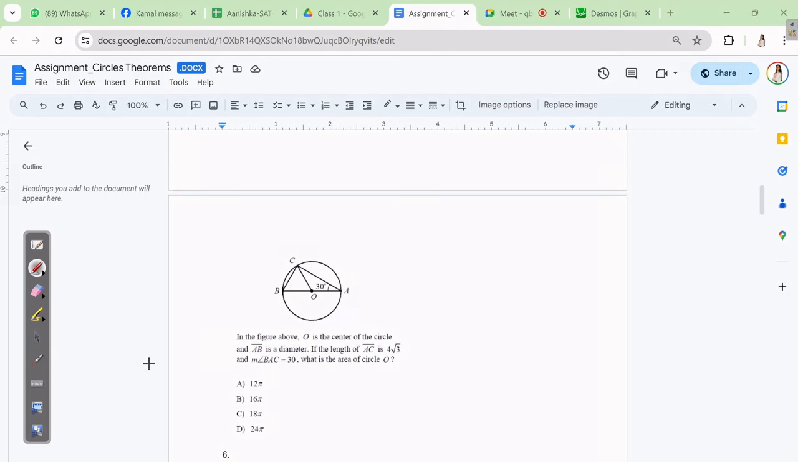Number 5, I got 40 pi, but it's not in the answer choices. So you got 40 pi? 48 pi. Okay, can you tell me how you got 48 pi? Wait, let me read the question. It says this is 30, O is the center, length of AC is 4 root 3. We have to find the area of the circle. Yes.